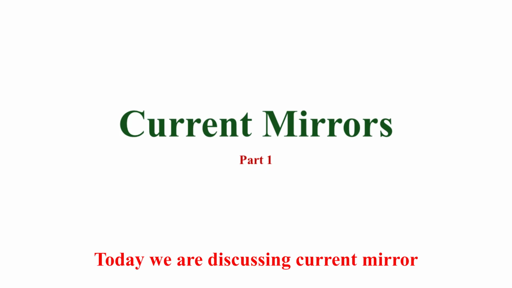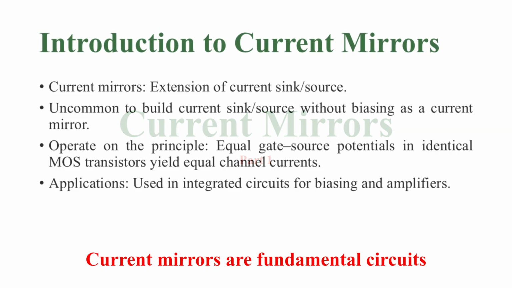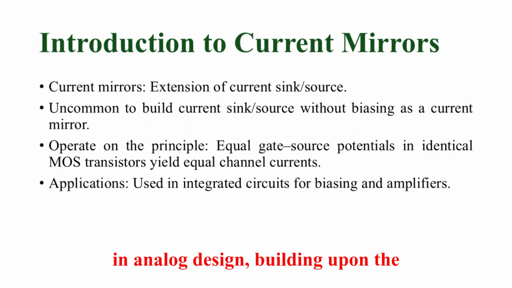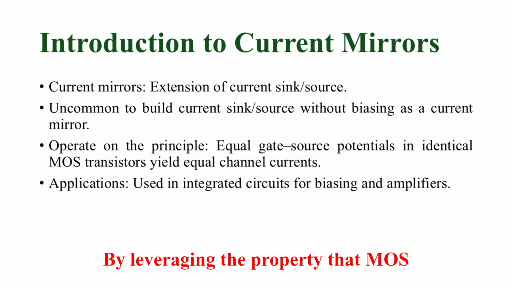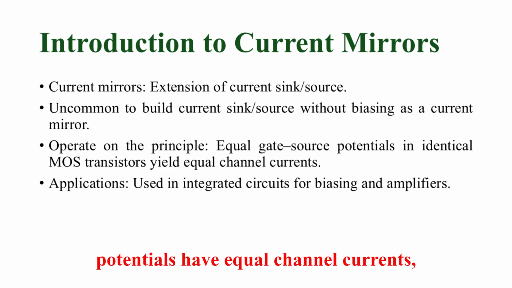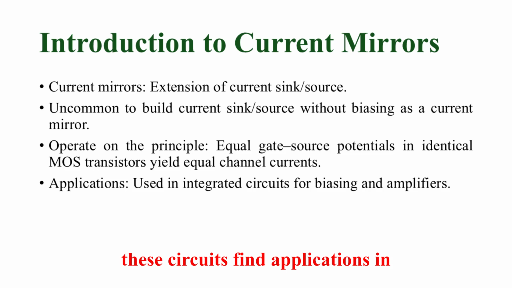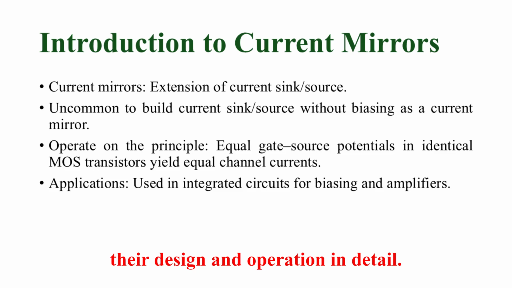Today, we are discussing current mirror circuit using MOS transistors. Current mirrors are fundamental circuits in analog design, building upon the concepts of current sinks and sources. By leveraging the property that MOS transistors with equal gate source potentials have equal channel currents, these circuits find applications in biasing and amplification. Let's explore their design and operation in detail.